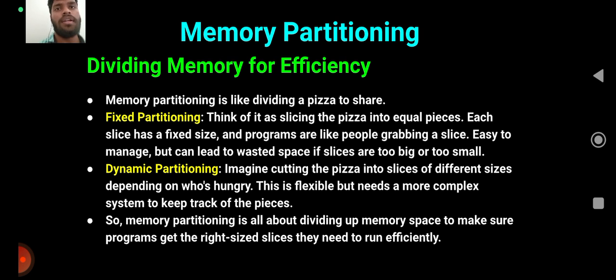That is, we are providing the memory to the processes according to their wish, that is, according to their desired size. If the process requires 5 MB of space, we are providing only 5 MB of space, not exceeding that. Thereby, we are using the memory efficiently. But the disadvantage is that it is a more complex system to keep track of the pieces. That is, it is very difficult to implement this dynamic partitioning.